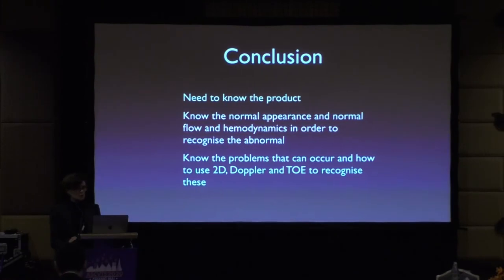So in conclusion, you need to know your product, you need to know the normal appearance, the normal flow and hemodynamics in order to recognise the abnormal. You need to know the problems that can occur and how to use 2D Doppler and transesophageal echo to recognise these. Thank you.